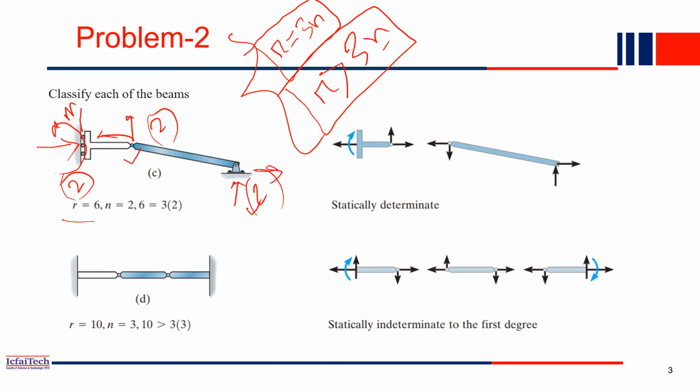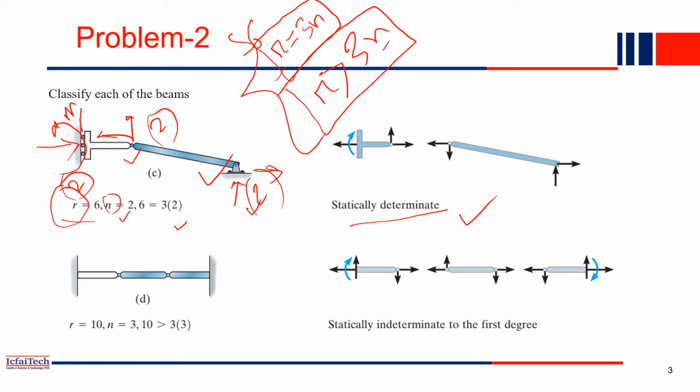The total number of parts is: this is one part and this is another part. So N is equal to 2. If you substitute in the formula, R is 6, and 3 into N is 6. So 6 equals 6. This beam is a statically determinate beam. You have to first calculate what R is and then what N is. N means the number of parts. How many parts are there? Here, two parts.